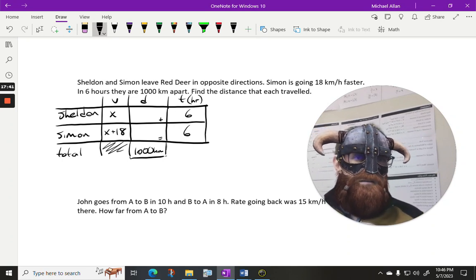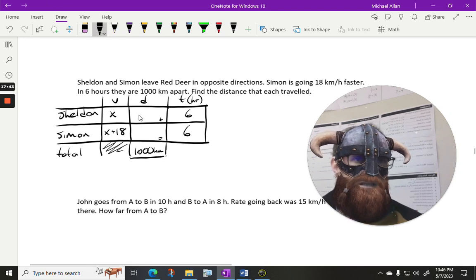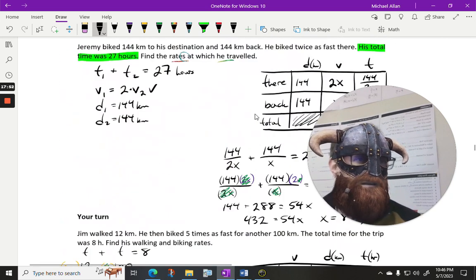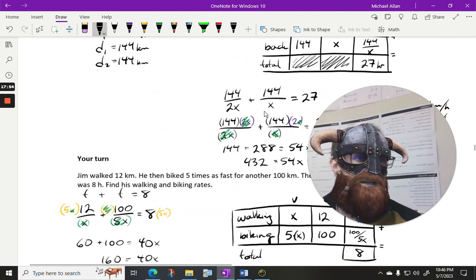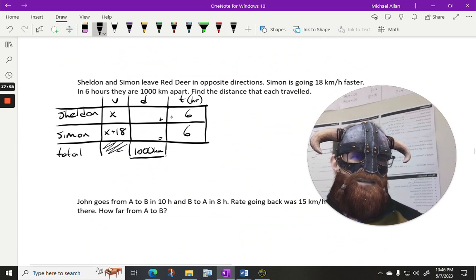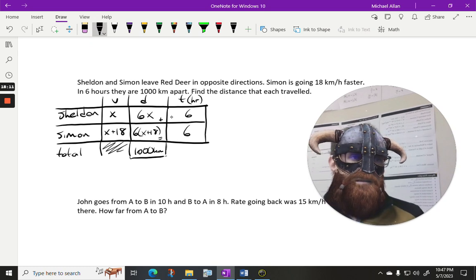So what do we know? So the D plus the D. Remember, I don't want to add in like D1 plus D2, and I don't know how far they are. That's what we're trying to find, the distance they each travel. Oh, D is V times T. So V and a T. Okay, so that means D here, if we're going x kilometers per hour and I travel for 6 hours, this is 6x. Okay, and then this one would be 6 times x plus 18. Okay, so let's put that over here.